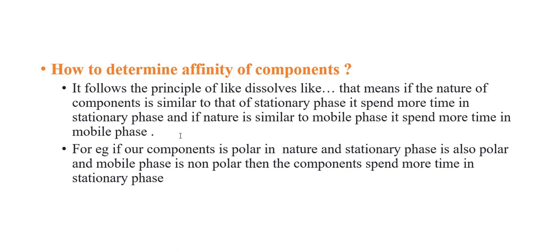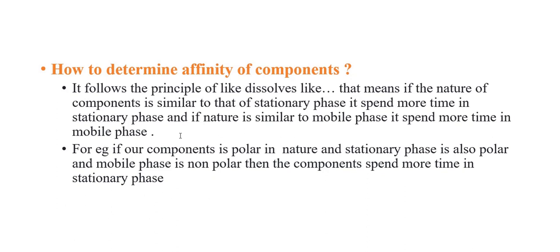For example, if our component is polar in nature and the stationary phase is also polar and the mobile phase is non-polar, then the component spends more time in the stationary phase. What if all three are polar in nature? Then the polar component spends more time in that phase which is more polar in nature.